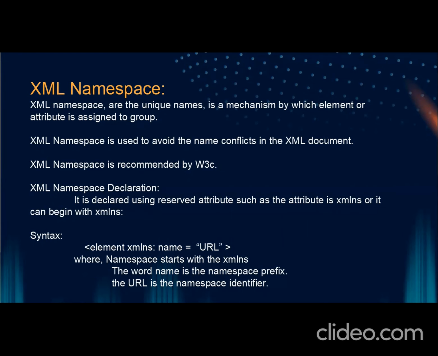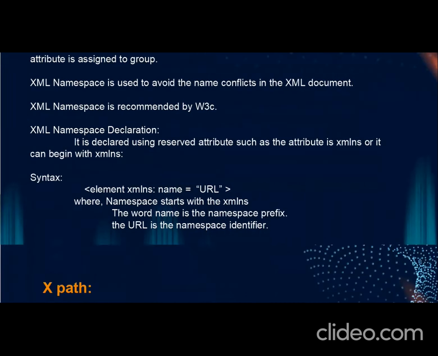These XML namespaces can be declared using reserved attributes such as xmlns, and below is the syntax. You can see that there is xmlns colon name equal to URL. The namespace starts with xmlns, which is a reserved attribute, and the URL is the namespace identifier.